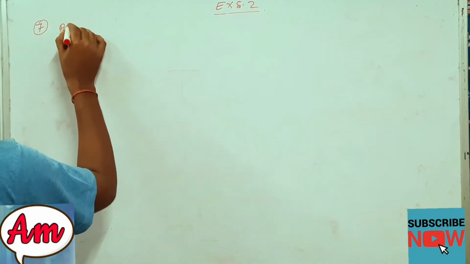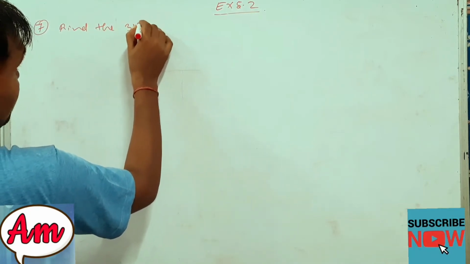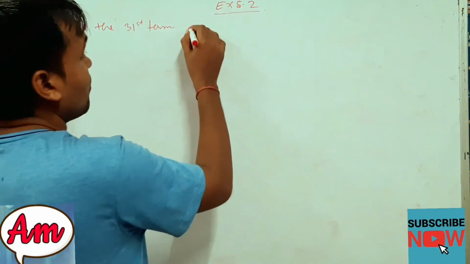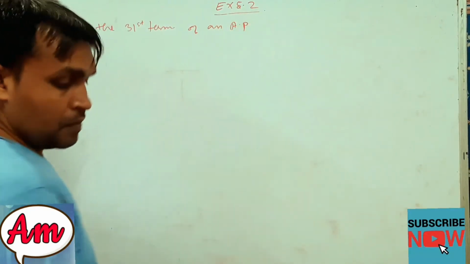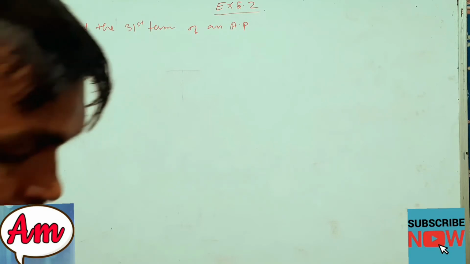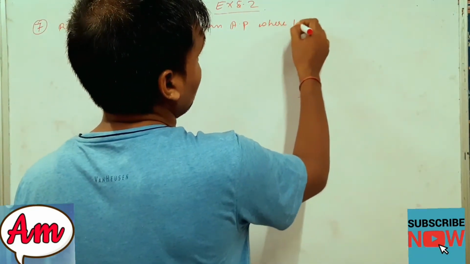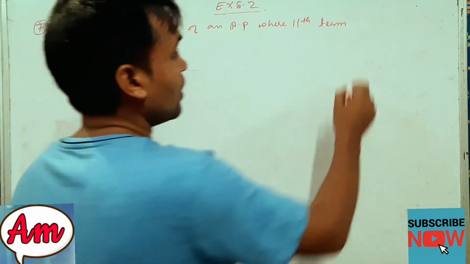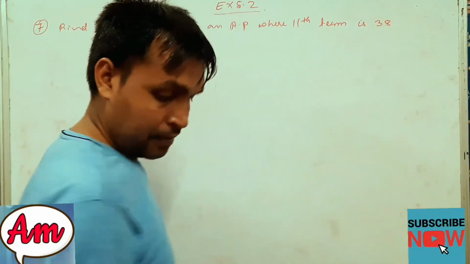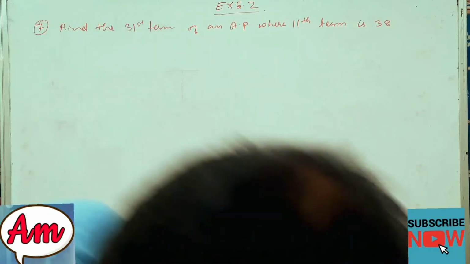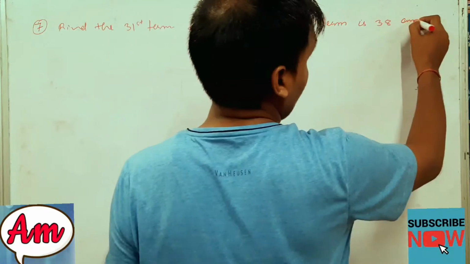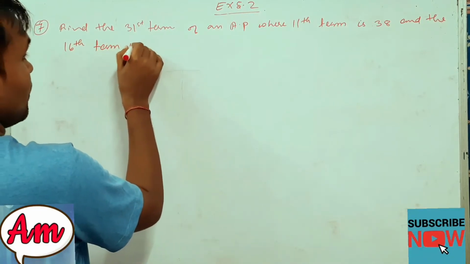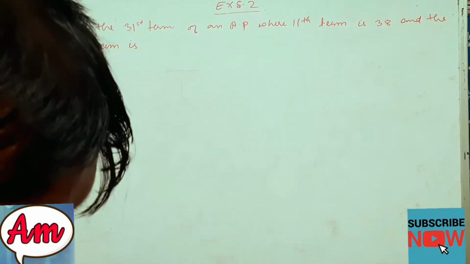Find the 31st term of an AP where the 11th term is 38, and the 16th term is 73.